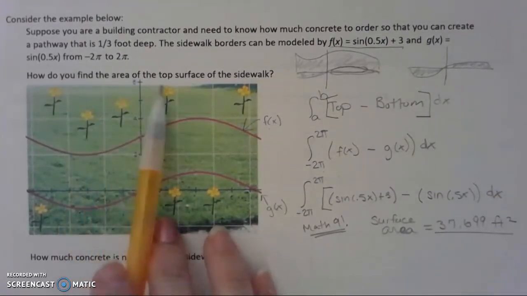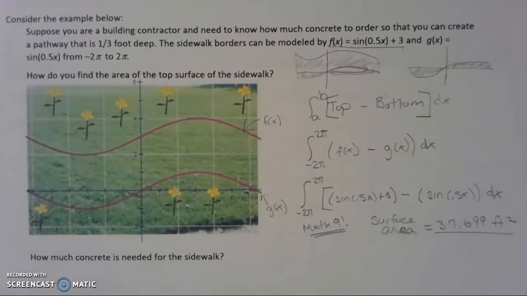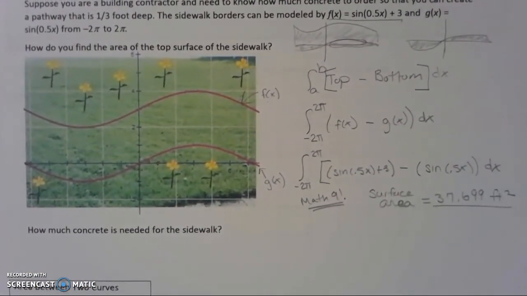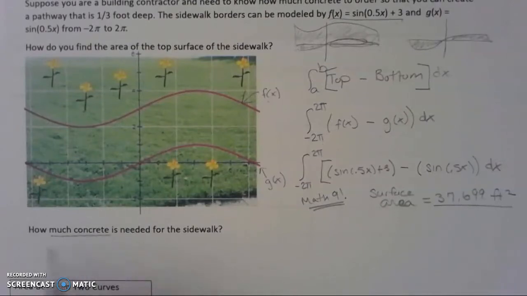That is this first part, the area of the top surface, so that's why it's the surface area. But now what we want to find down here is how much concrete do we need for the sidewalk. So to find how much concrete, remember this is going to be a volume. Okay, so the volume is going to be our depth times our surface area.